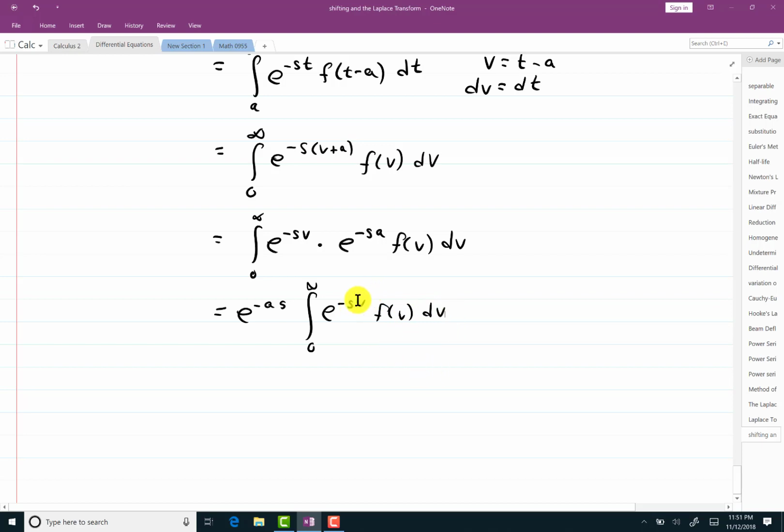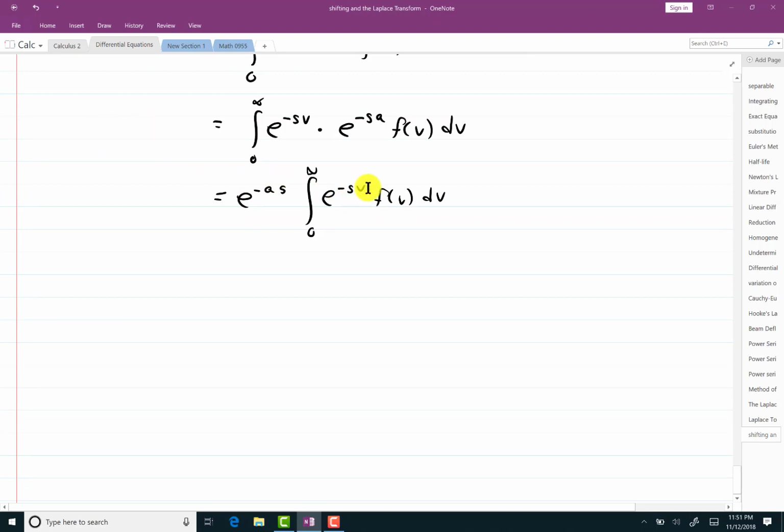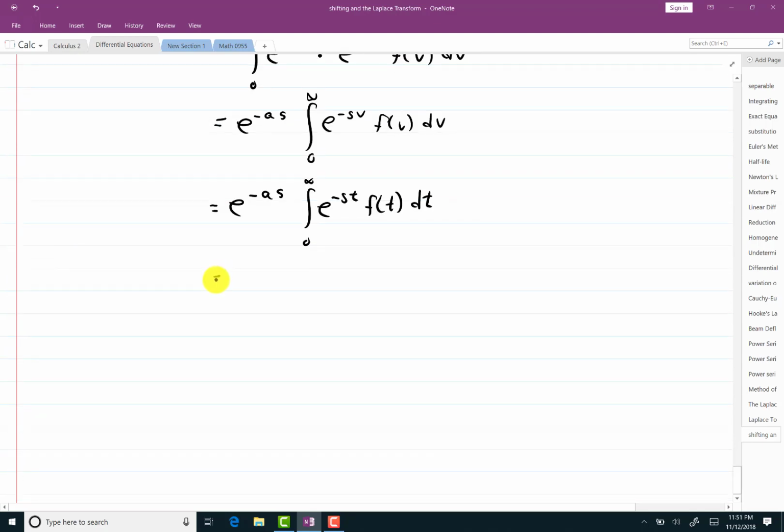Well, if there were a t here instead of a v, and there could be a t in there, the variable of integration is absolutely immaterial. I could write this as e to the negative as, 0 to infinity, e to the negative st, f of t dt. This way you don't have to imagine what's going to come next. This here is e to the negative as, and this is the Laplace transform of f. Or better yet, e to the negative as times capital F of s.